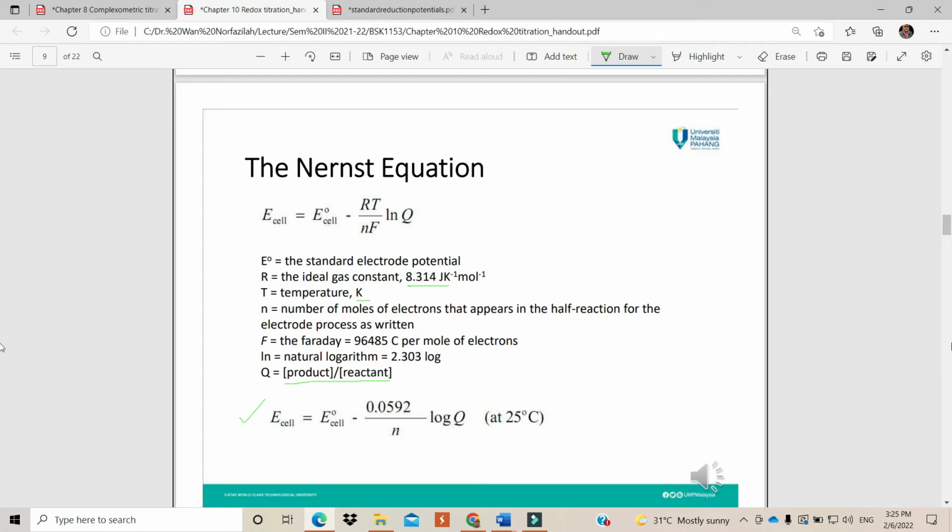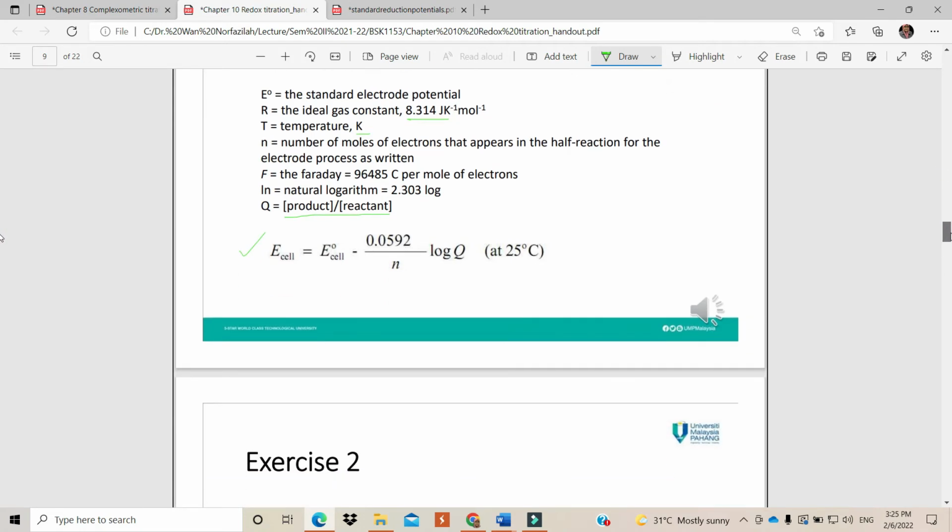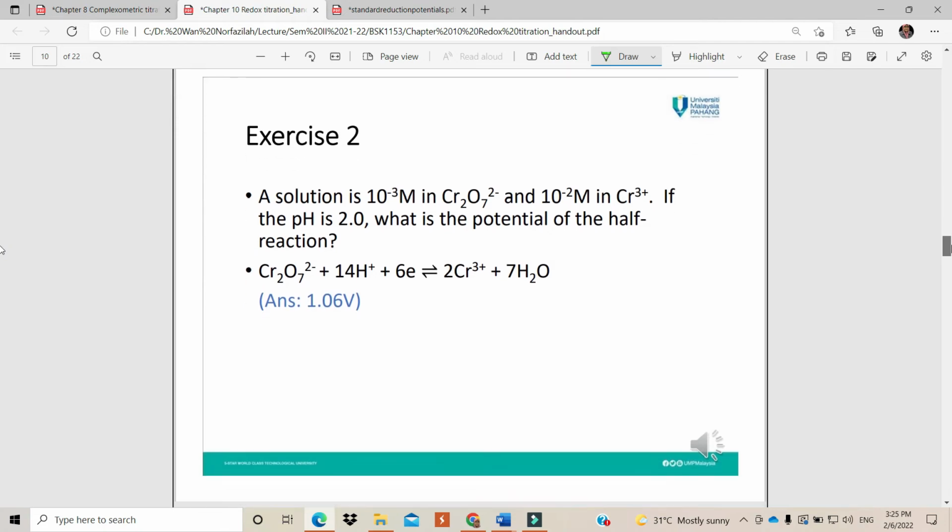Okay. So let's look at the example for Nernst equation. Oh, tak ada example, exercise terus. Okay, for exercise, so I'm going to show you how to solve this exercise. Important things that you need to pay attention here is the pH value. Okay, why? We are going to look at why after this.